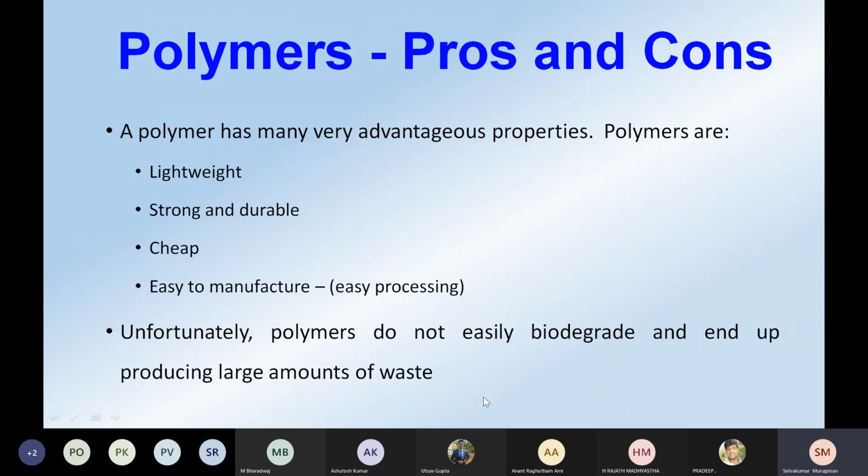All right. So overall, if you see the polymer advantages and disadvantages. Advantages, of course, they're lightweight and strong, durable, very cheap and easy to manufacture. And there is one main problem with these polymers: not all polymers are biodegradable, and as a result, they end up producing a large amount of waste. The sustainability issue. Okay. All right.